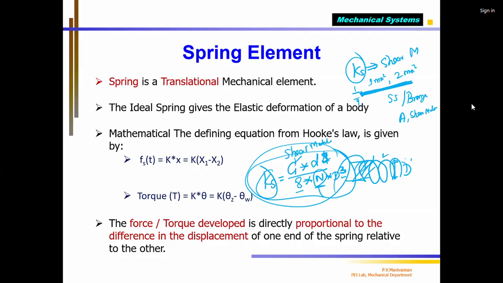So what if you don't know this one? For this, you have to know all these things. What material, what is the shear modulus, correct? Number of turns you can count. You can measure the diameter. Thickness of wire, you can measure with a vernier. But if you know the material, you can find out the shear modulus. From that, you can calculate the spring stiffness. Okay, that's how it works out.